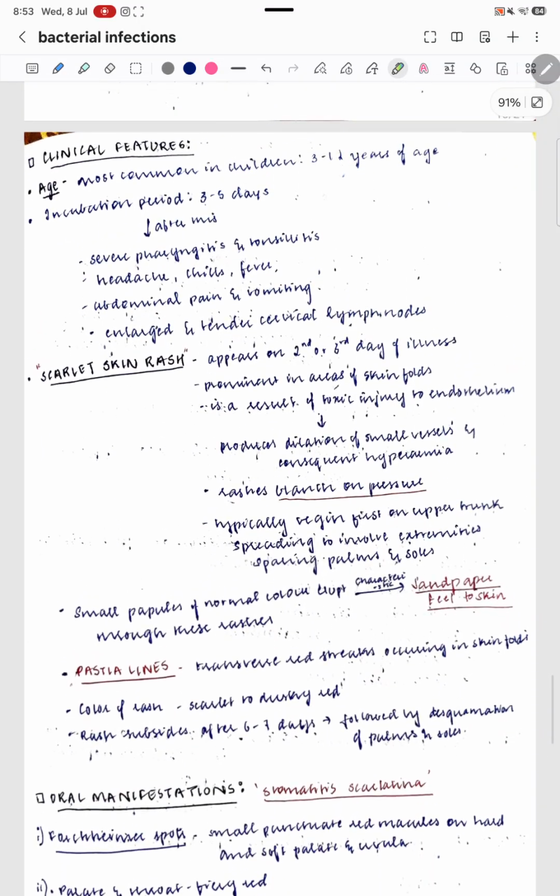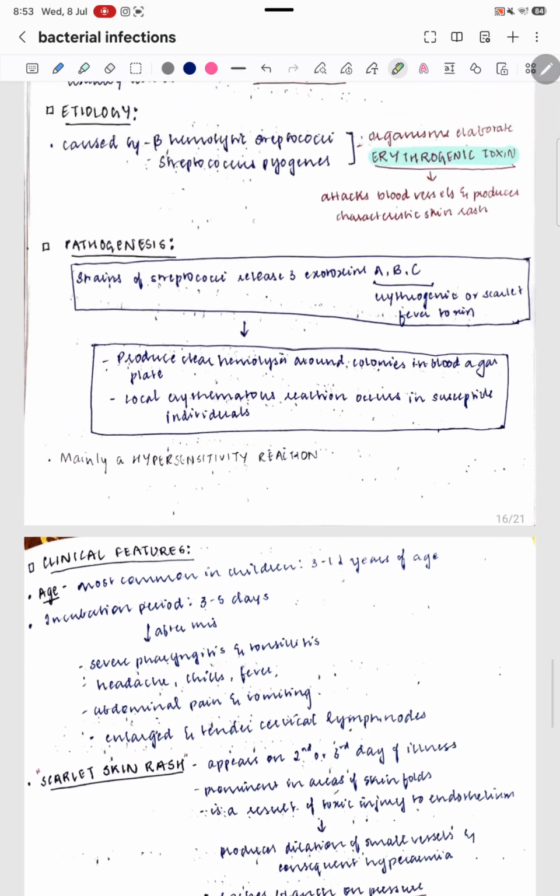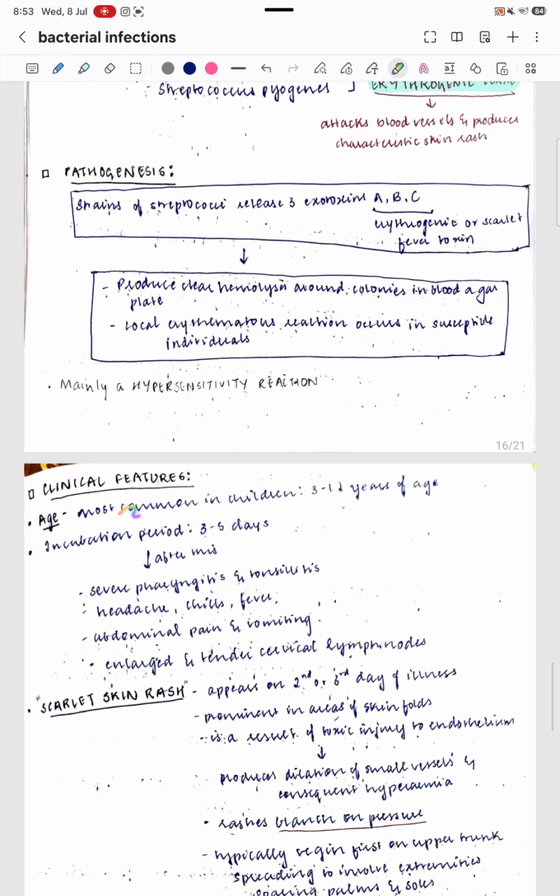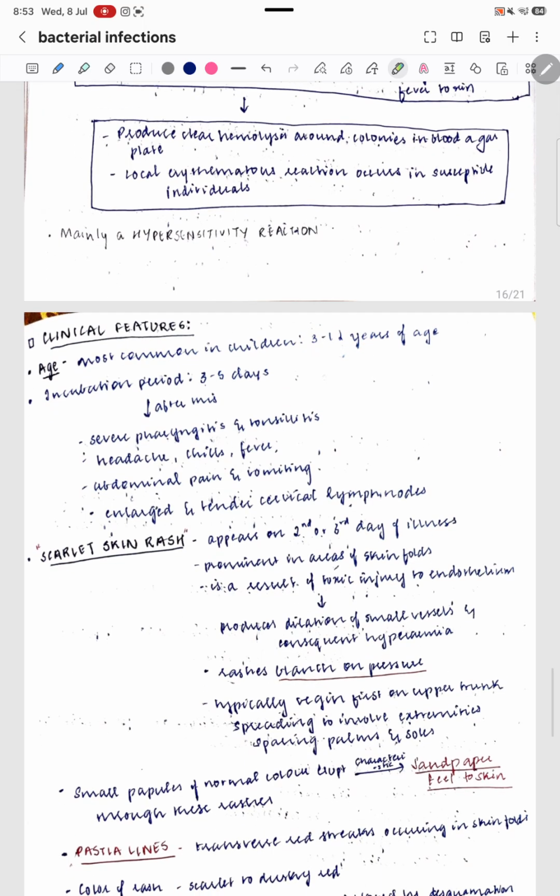Now coming to the clinical presentations of scarlet fever. Scarlet fever is most common in children. It is usually seen in children from 3 to 12 years of age. The incubation period is 3 to 5 days. After this, they develop severe pharyngitis, tonsillitis, headache, chills, fever, abdominal pain and vomiting.